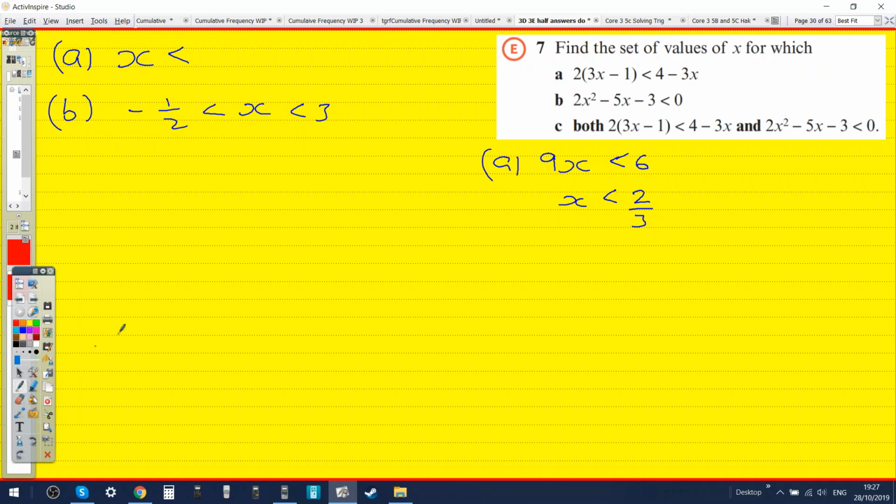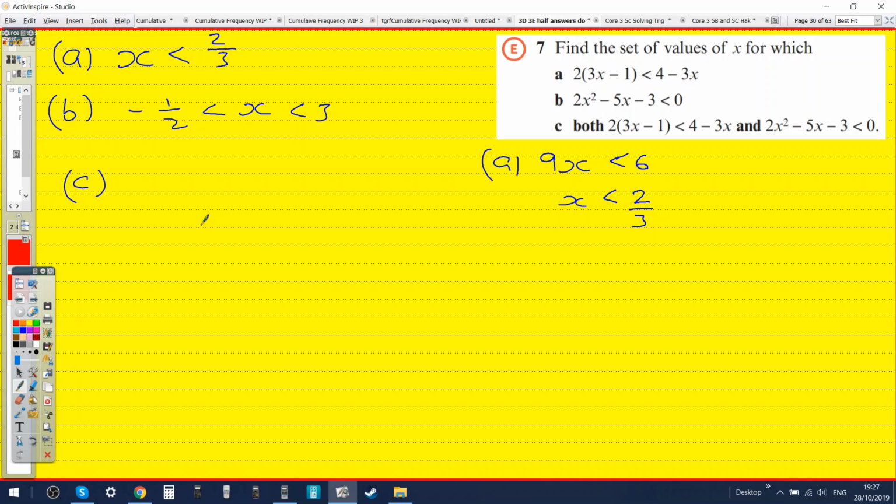I don't know. So 6x minus 2. You have to add 3x to both sides. Yeah. So I get 9x is less than 6. Yeah. Okay, and so what is question C? Oh, right, yeah. 6. And then both 2, 4. Oh, right, so set of values.